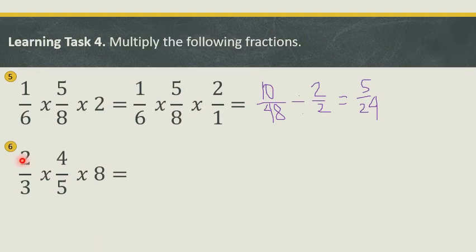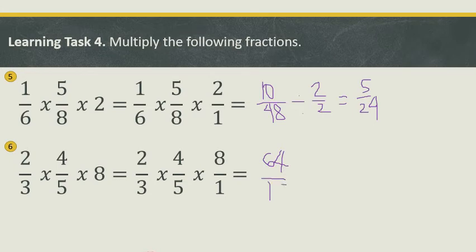Next, number 6. So, 2/3 times 4/5 times 8. So, yung 8 gagawin nating fraction. Then, solve natin. 2 times 4 times 8 is 64. 3 times 5 is 15. So, since wala silang common factor, divide natin siya. Gawin natin siyang mixed number. So, kaya siya magiging 4 and 4/15.